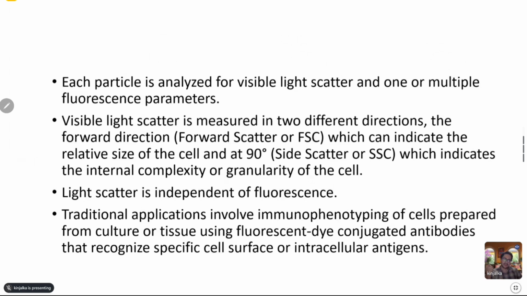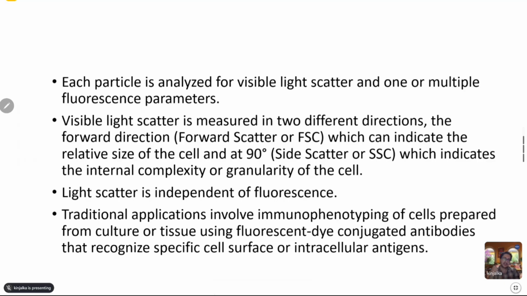What happens is each particle is analyzed for visible light scatter and one or multiple fluorescence parameters. The visible light scatter is measured in two directions, as we have seen: forward and side scatter. The forward scatter indicates the relative size of the cell, and 90-degree indicates the internal complexity or granularity, number of granules, the size of the nucleus, those kinds of things. Light scatter is independent of fluorescence because fluorescence happens only when there is an antigen-antibody immunoassay reaction that has taken place.